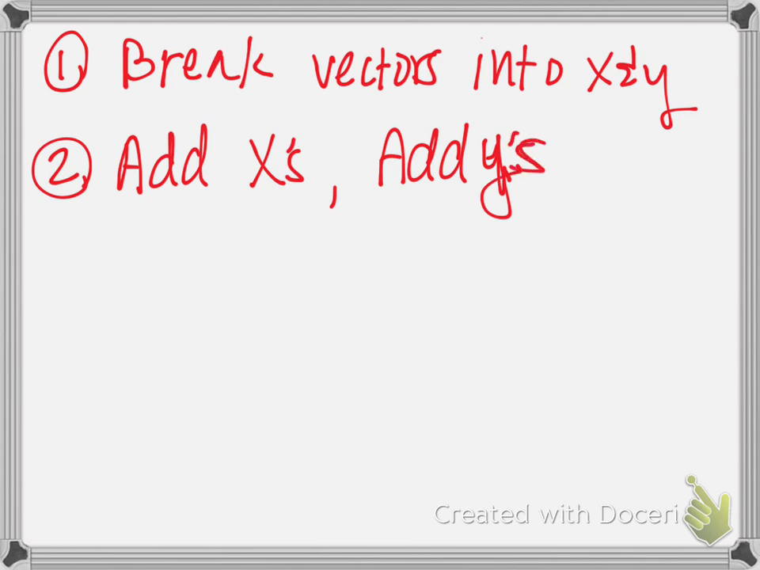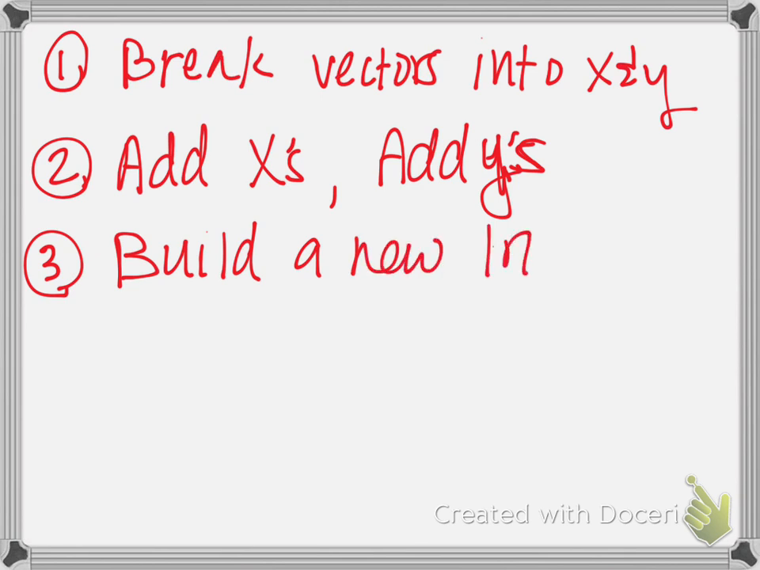and then what is our last step there? Right, we build a new triangle. Because by doing this, step 2, adding our x's and adding our y's, that gives us the components, the x side and the y side of our resultant vector. So we're not in a place anymore that we really even need to draw out the vectors we're given to see what our resultant looks like.